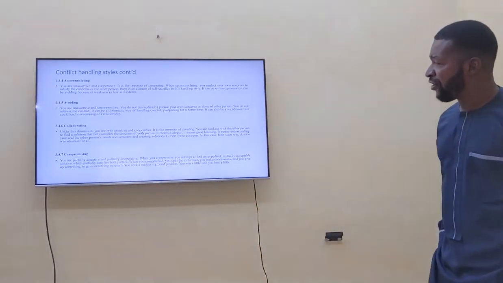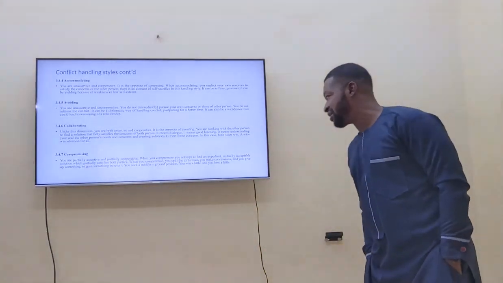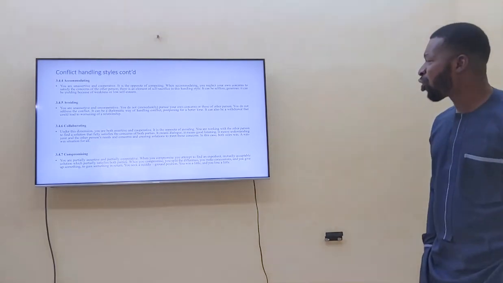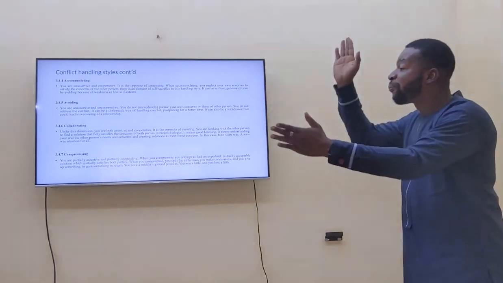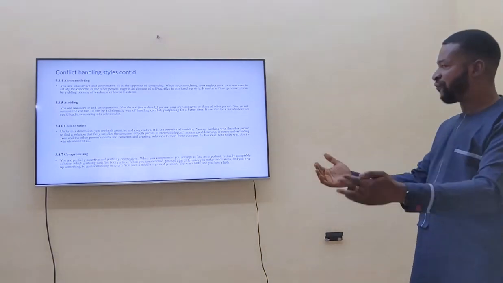The next one is avoidance. You are unassertive. You are uncooperative. You are not pursuing any concern. You are not interested in pursuing any concern. You are not even pursuing your own. You are not even pursuing the other person's.